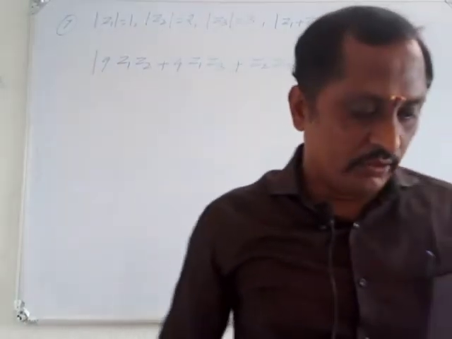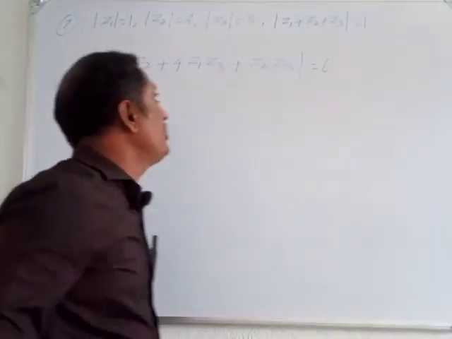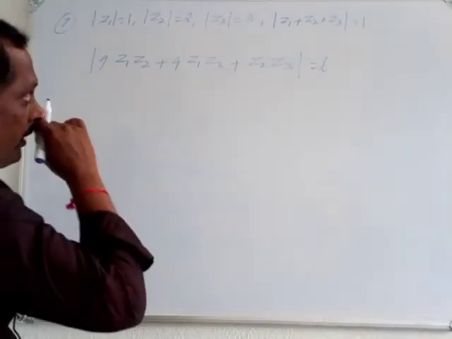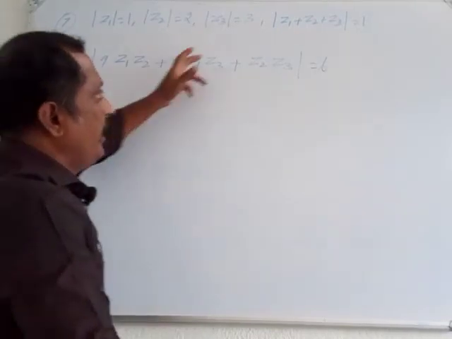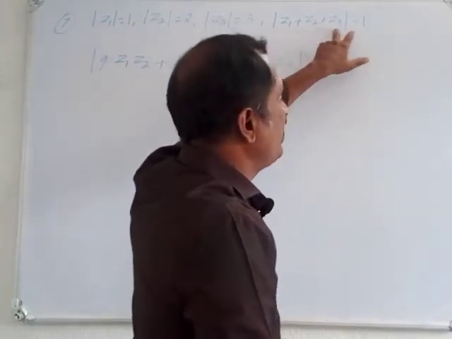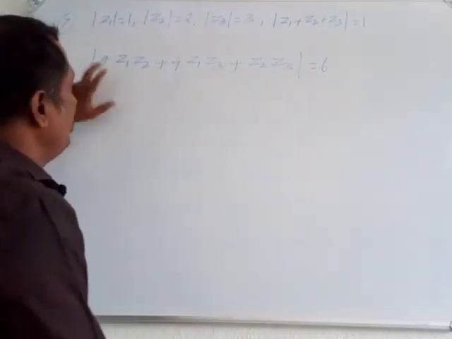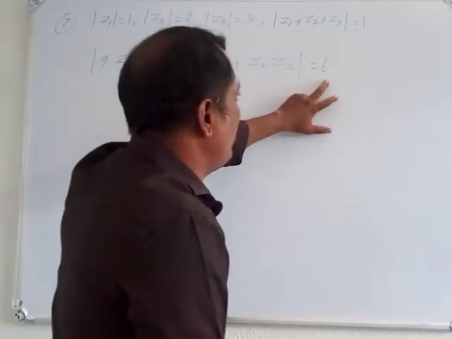Next, seventh question. Modulus of z1 is equal to 1 is given. Modulus of z2 is equal to 2. Modulus of z3 is equal to 3. And modulus of z1 plus z2 plus z3 is equal to 1. These are the given values. You have to verify that modulus of this term is equal to 6.